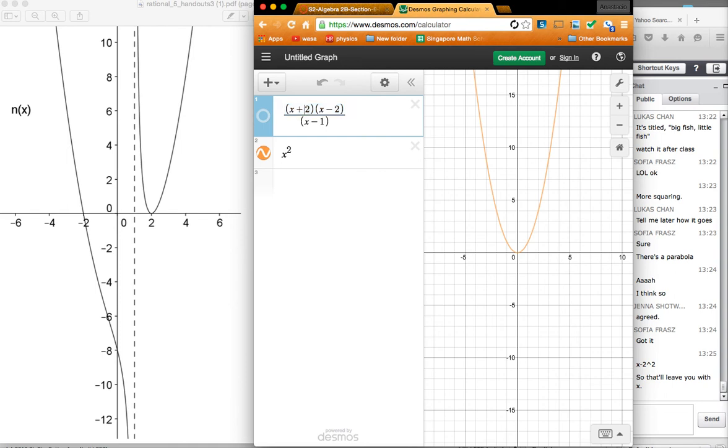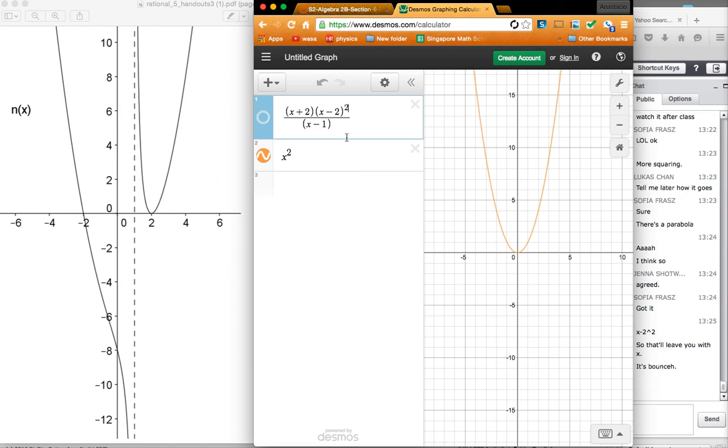Sophia also pointed out that the intercept you have should be squared because that would give you that bouncing property. And if you look at this, the numerator is a cubic function and the denominator is x to the first power. Modeling that would be x cubed over x, which simplifies down to x squared. I think we're in pretty good shape here.